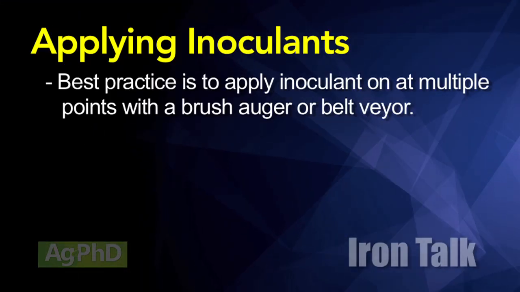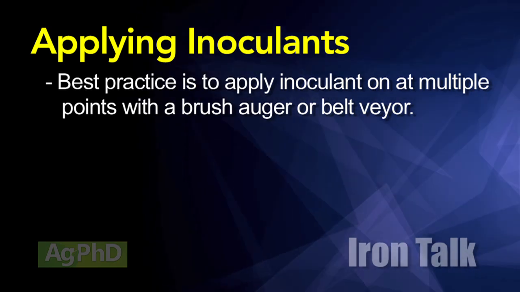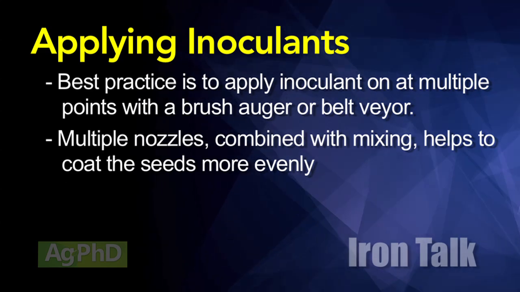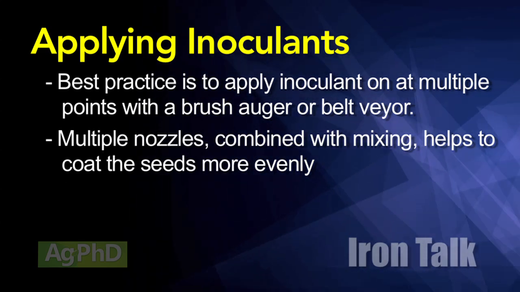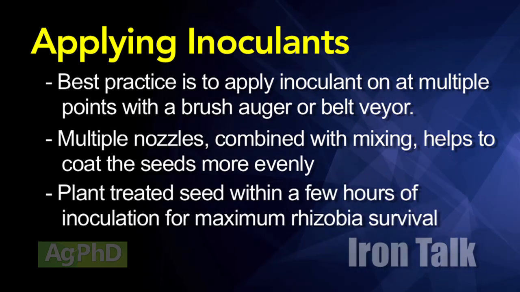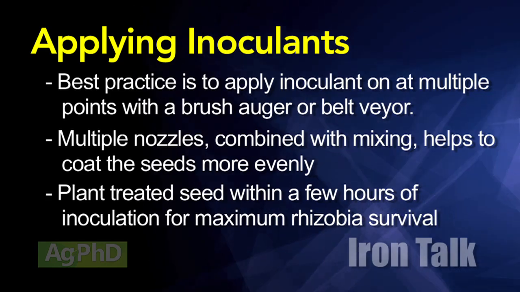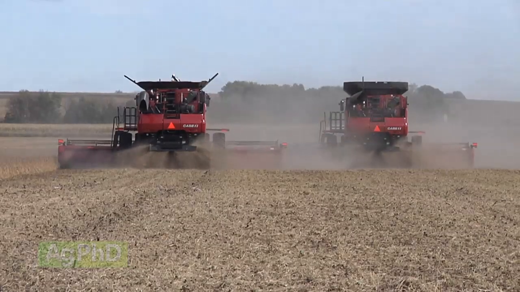The best practice is to spray liquid inoculant on at multiple points in a brush auger. The same would hold true for a belt vare or a cup system. The keys are to use multiple nozzles to get improved coverage of the seed and then have some sort of mixing as well to coat the seed on all sides. Doing it a few hours in advance of use and running the seed through a brush auger or belt vare after treating will greatly reduce, if not eliminate, clumping, leading to maximum performance from the inoculant and the seed.